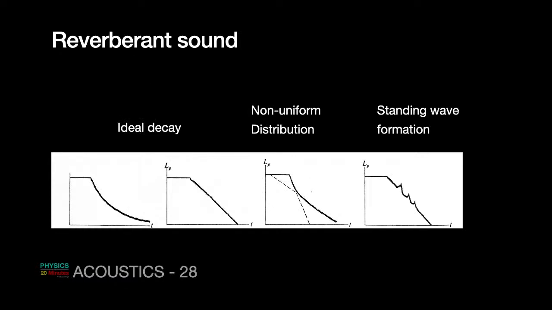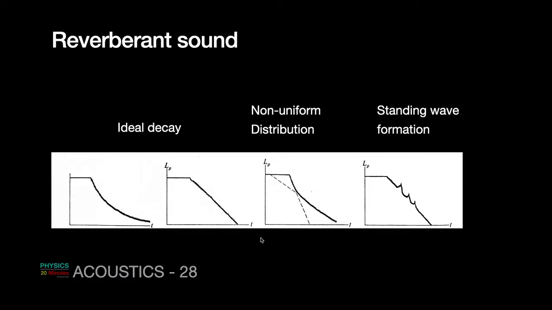The normal decay of sound energy is exponential. It decays this way with time. The log of this, or sound pressure level, decays linearly. However, not in all rooms does the sound pressure level decay linearly like this. There could be some variations. It might decay fast in the beginning and slow later, and so on. If it's decaying exponentially in an ideal, uniformly distributed sound, then this logarithmic scale is a straight line.